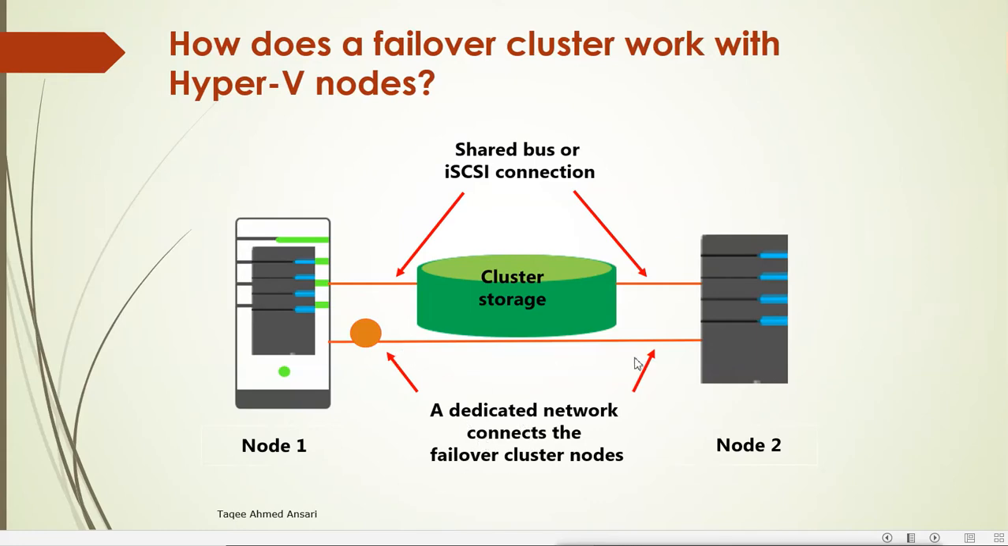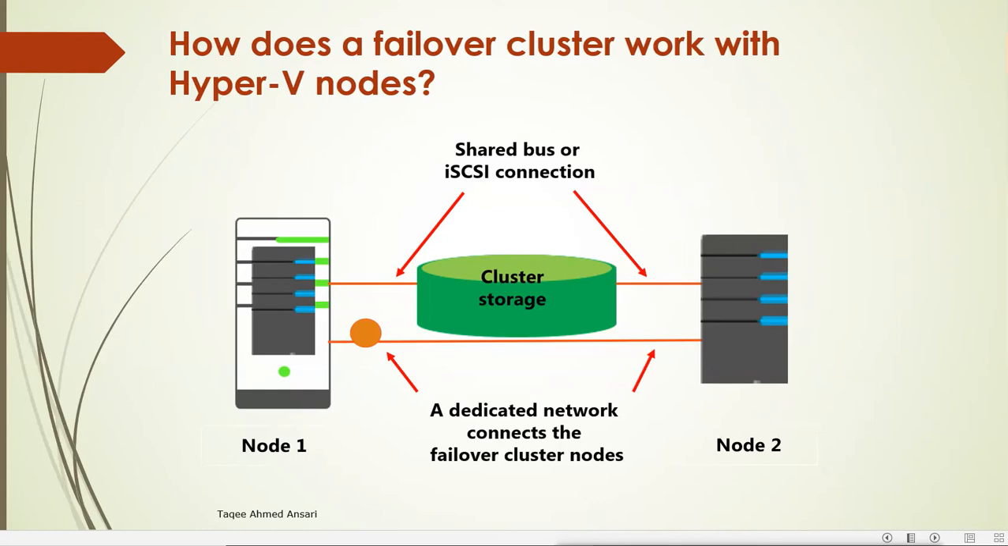This is the dedicated network to connect the failover cluster nodes, and then another dedicated network to connect the shared bus or iSCSI connection. So we need a separate connection for the cluster storage, where we create the virtual machines and put the storage of the virtual machine. The other network we need is for connecting the nodes, and also for the clients who are going to access the virtual machine from there.